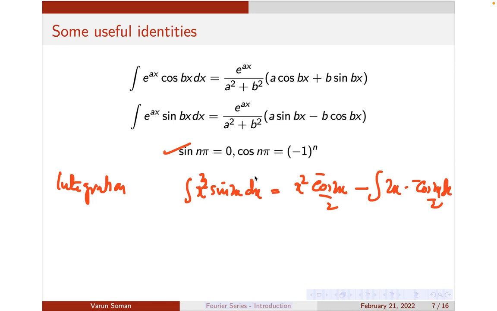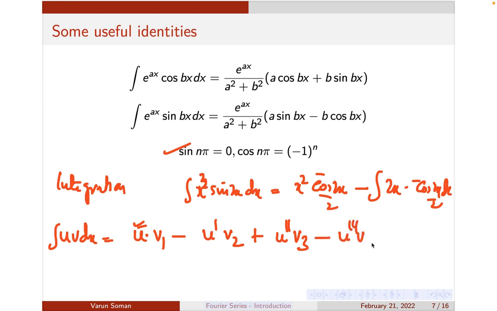So what I do is I will discuss the generalized formula of parts. It's very simple. Suppose I want to find the integral of uv dx. It is simply equal to u into v1, where the suffix means integration, so the first function into the integration of the second function, minus u dash into v2. This means I differentiate u to get u dash, and I integrate v1 to get v2. Plus again u double dash v3, minus u triple dash v4, plus etc. So this is the generalized integration by parts.